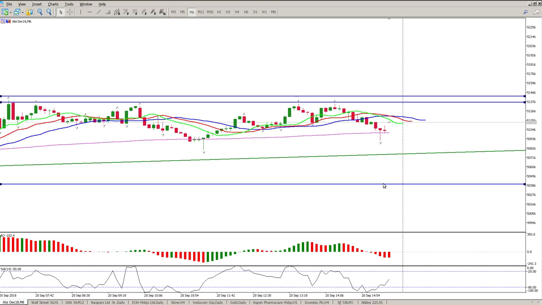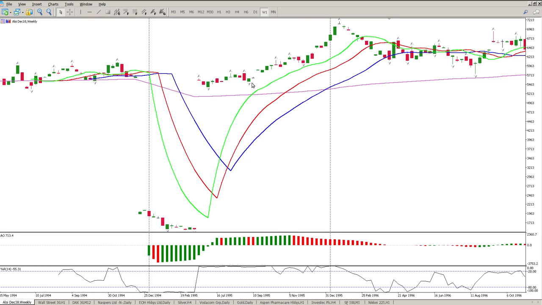So for me the bias is still up, and whether we get in long here or whether we get in long at the bottom of this range, if this triangle breaks to the downside, comes back up, tests it, and then starts moving, it may still be an opportunity for a short, but this level down the bottom is extremely strong.